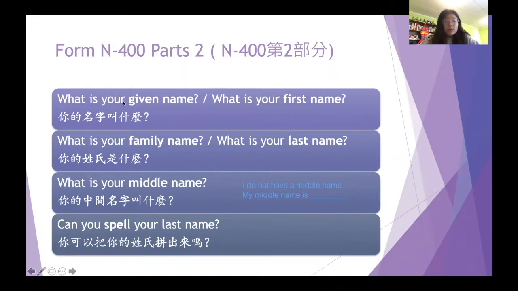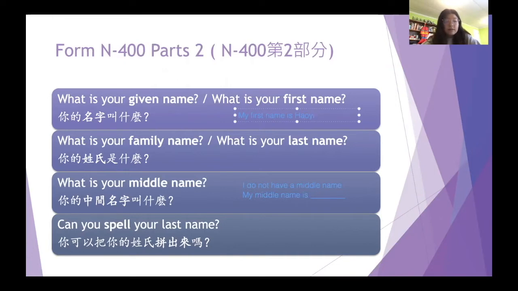What is your given name? What is your first name? Given name 和 first name 都是指名字，所以我就回答 My first name is Hao Yi.